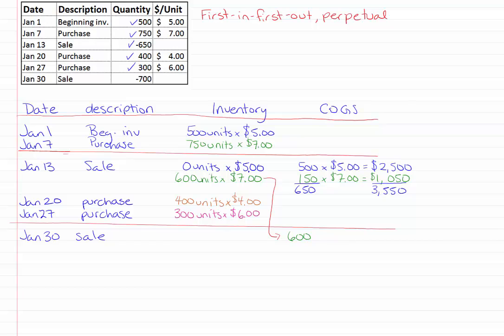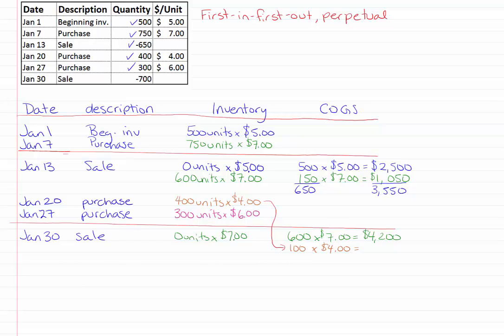We're under the FIFO method, which means whatever we purchase first, we have to sell first. The items that we purchased first are at the top. So we're going to start clearing out these 600 units and take as many as we need. We have 700 units that we're selling, and this top inventory amount of 600 units doesn't cover the full 700. So we have zero left in inventory from that purchase.